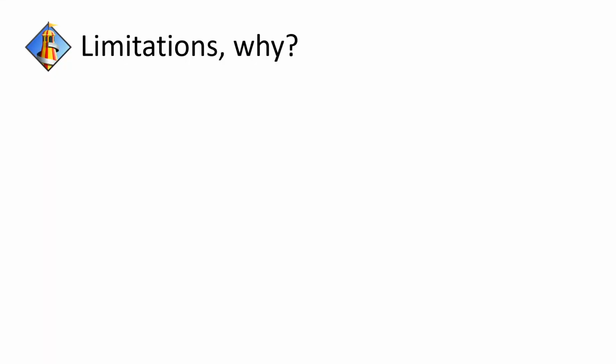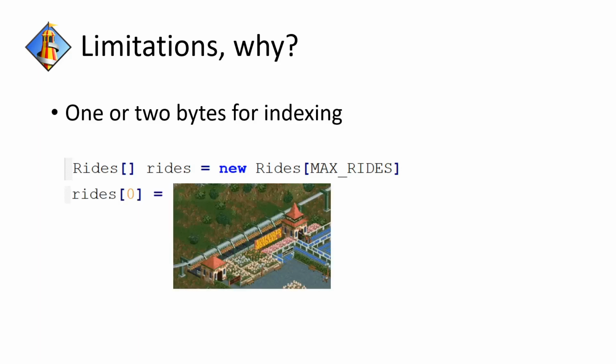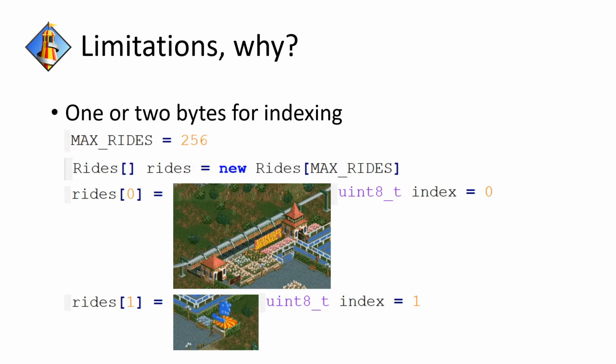Now, why do these limitations exist? Well, there are two causes for this. First, some game structures only allow 1 or 2 bytes for indexing. Let's look at an example. A park maintains a list of rides, where for instance the first entry represents the park's monorail, and the second entry is a balloon shop. A ride has a single unsigned integer for its index, so the maximum size of the list is 256 entries.